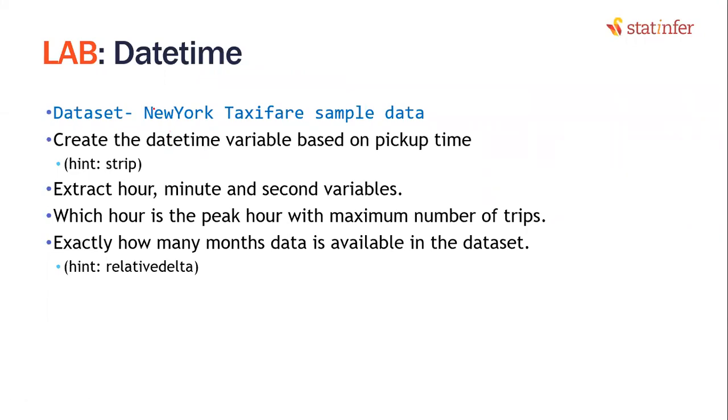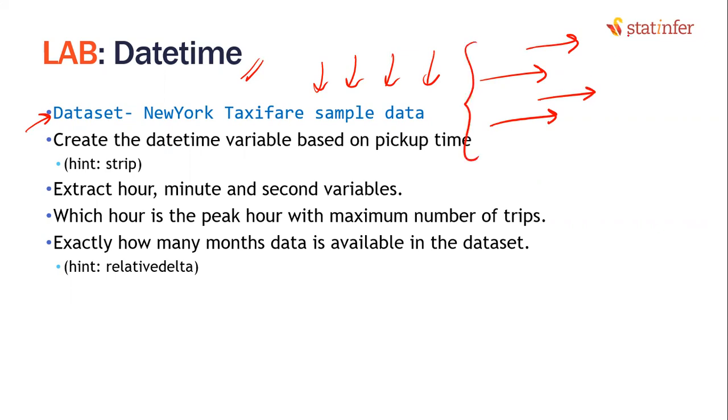It's now time for us to do a quick lab exercise on the datetime functions we are exploring. Take the dataset New York taxi fare data, look at the column names, you'll be able to easily understand that. It is simple taxi fare data where pickup time is given, drop time is given, pickup location is given, drop location is given. What is the fare of that particular ride? Now create a datetime variable based on the pickup time. Pickup time is actually a string.